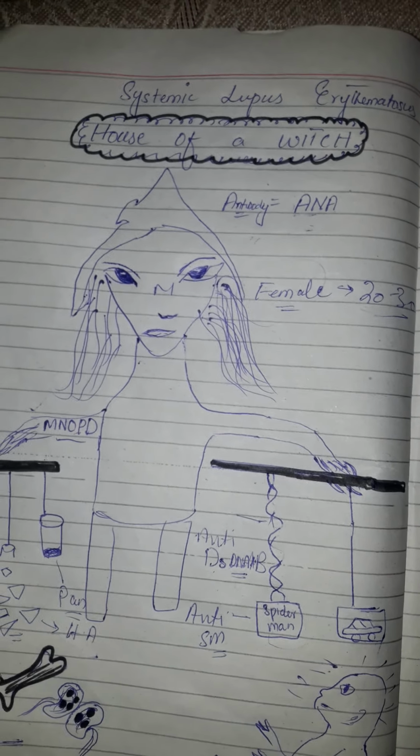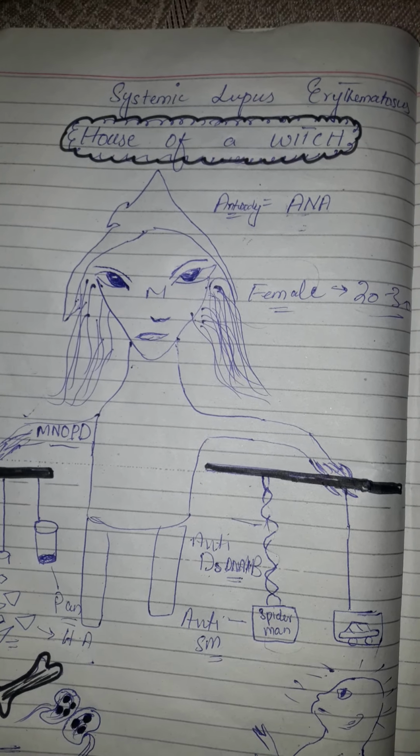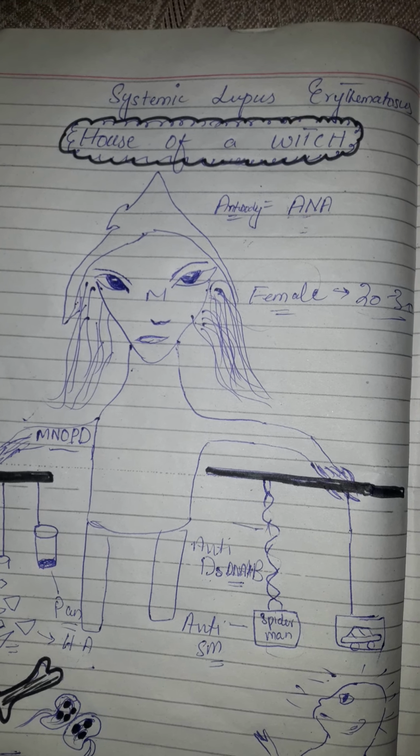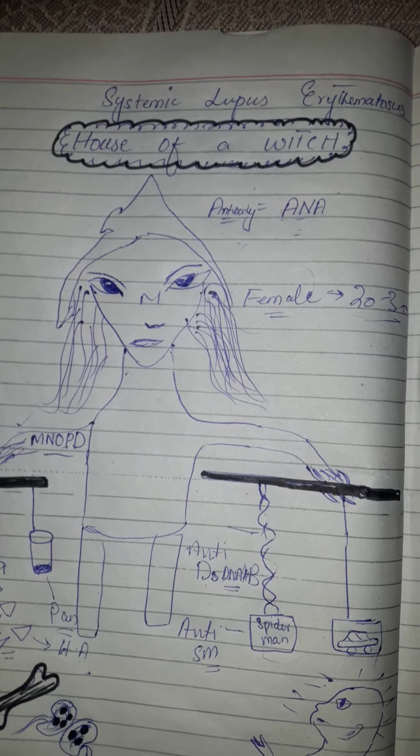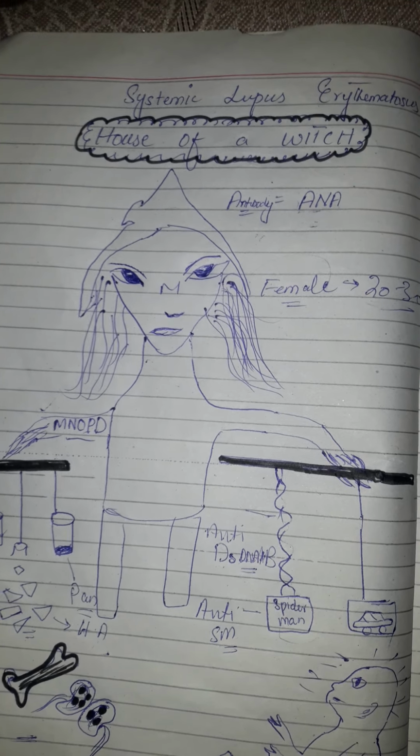So to understand it, actually there are 11 criteria for the SLE, and the presence of 4 or more than 4 criteria is diagnostic of the SLE. So we will go in a stepwise manner to learn this. First we will cover the serology.